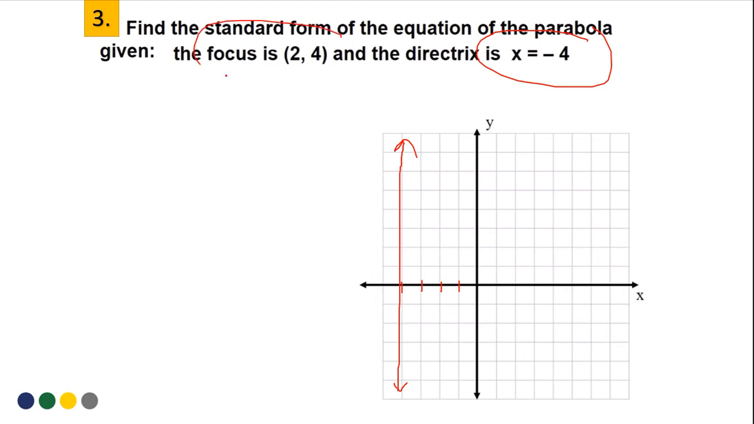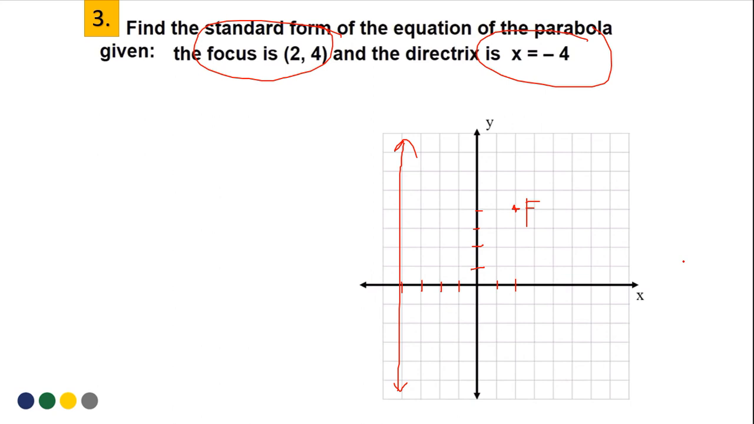Oh, ilocate muna natin yung focus natin, 2, 4. So 2, 4 is in quadrant 1. 1, 2. Then 1, 2, 3, 4. So this is our focus. Now, we already plotted the focus. Now, what is the opening of the graph?